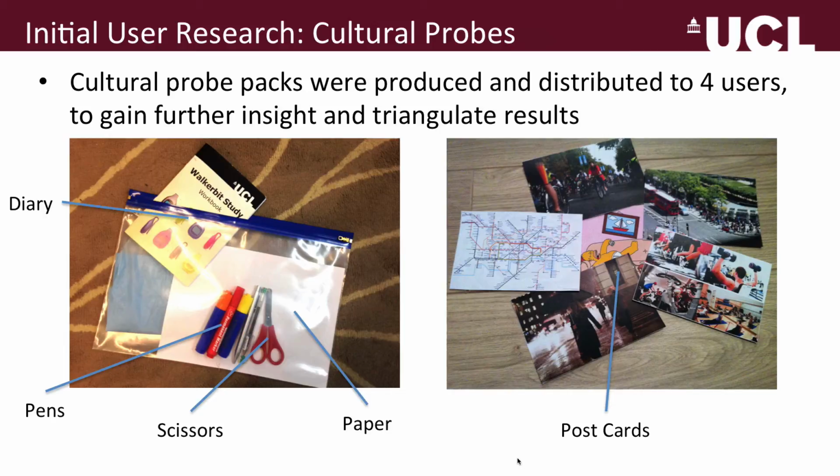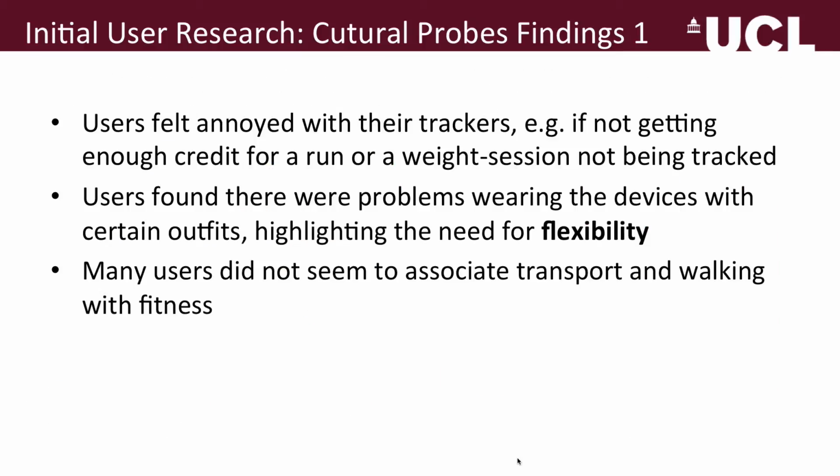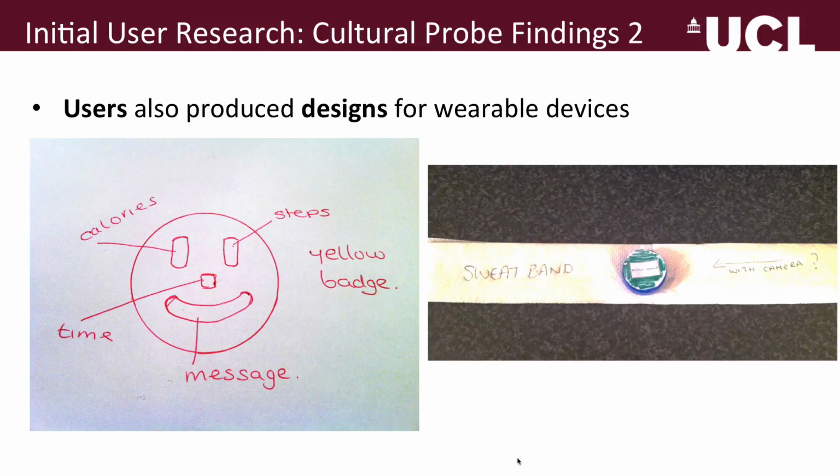Initial user research, cultural probe. So a cultural probe was used for 4 users. So here it is on the left with paper, scissors, pens, a diary, and some postcards on the right. And here are the findings. Users felt annoyed with their trackers. They found problems with not being able to wear them with certain outfits and so on. Some more findings. Users also produced designs for wearable devices. So here's a couple of designs.